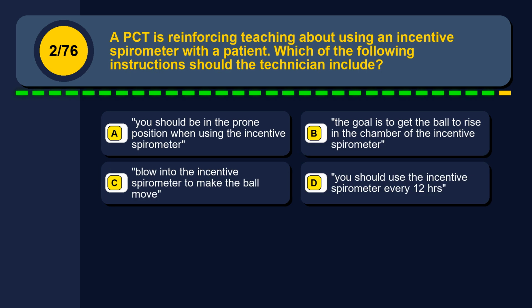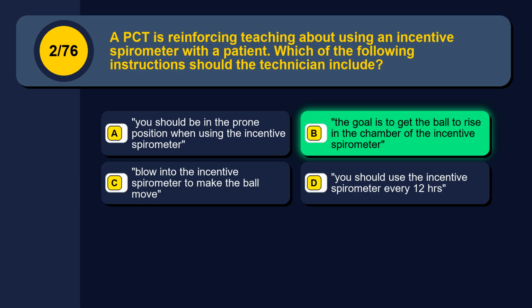Question 2. A PCT is reinforcing teaching about using an incentive spirometer with a patient. Which of the following instructions should the technician include? Option A. You should be in the prone position when using the incentive spirometer. Option B. The goal is to get the ball to rise in the chamber of the incentive spirometer. Option C. Blow into the incentive spirometer to make the ball move. Option D. You should use the incentive spirometer every 12 hours.